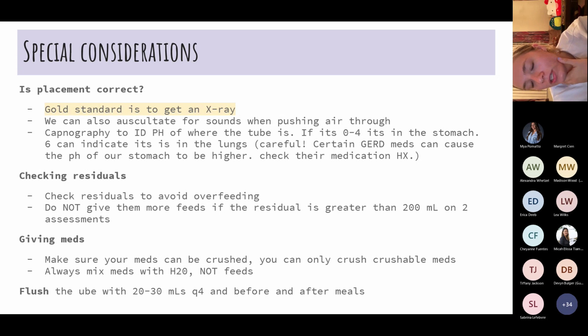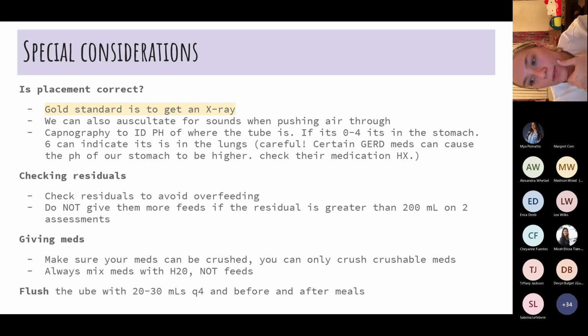Some special considerations. The gold standard is going to be an x-ray, but in the meantime, we can either aspirate the stomach contents and do a pH test, or what you'll see a lot of nurses do is instill air into the NG tube and listen with their stethoscope to verify placement.